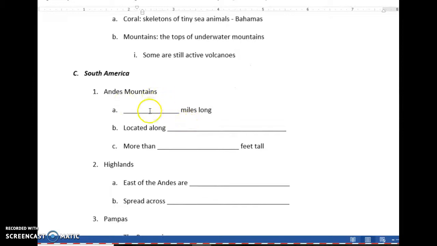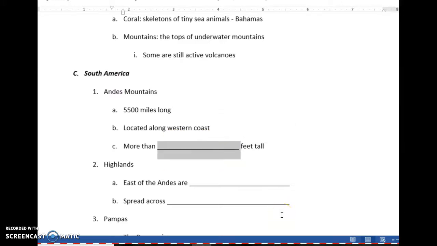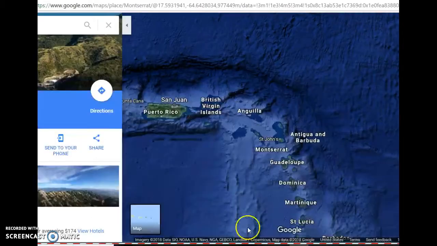Your last region then is South America. And probably the most dominant landform is the Andes Mountains. They are 5,500 miles long. They are located along the western coast. And in places, they are more than 20,000 feet tall. These are the second tallest mountains in the world. The tallest would be the Himalayas in Asia.